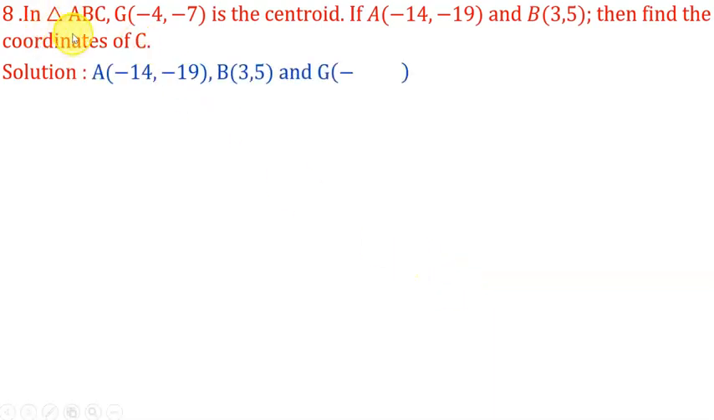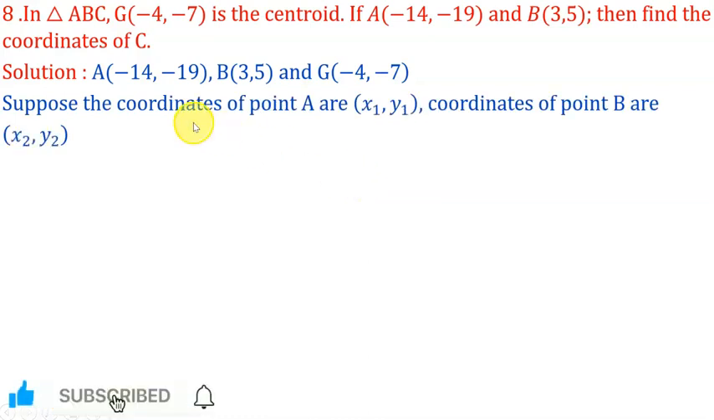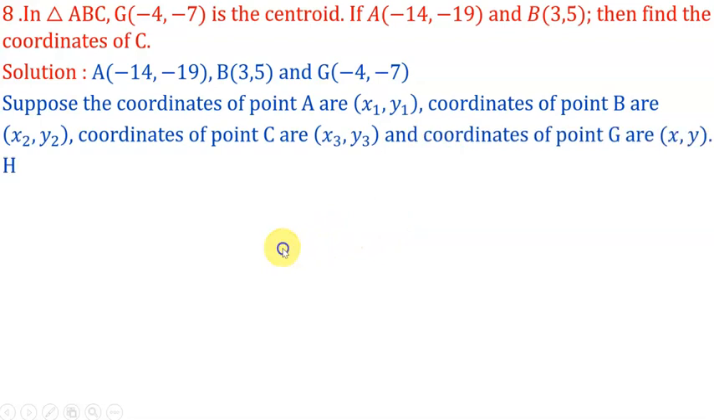In triangle ABC, G (-4, -7) is the centroid. If A is (-14, -19), B is (3, 5), then find the coordinates of C. A, B and G are given. Suppose the coordinates of the points A are (x1, y1), B is (x2, y2), C is (x3, y3). We need to find the coordinates of C.